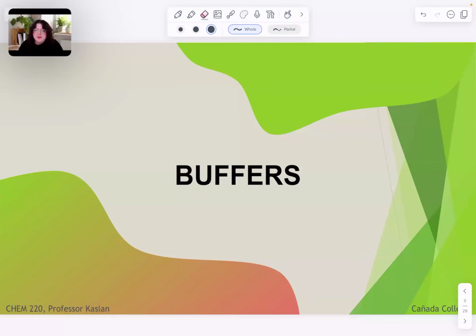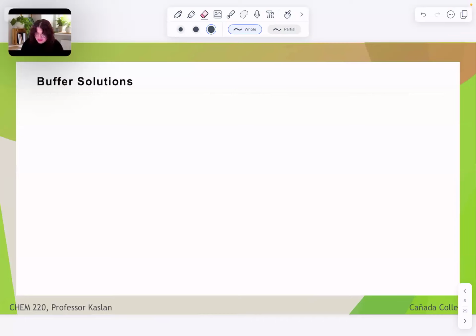All right, folks, welcome back to our conversation about conjugates and what that means for the ability of the solution to adjust its equilibrium for weak acids and weak bases. And when we have that conversation, we are inherently talking about buffered solutions. So let's think about what a buffered solution is.